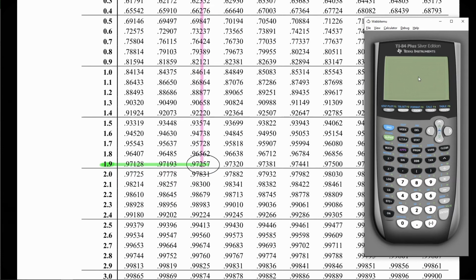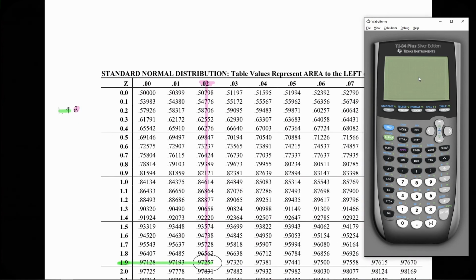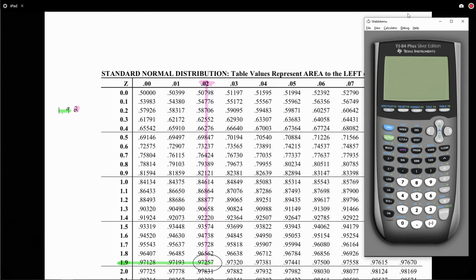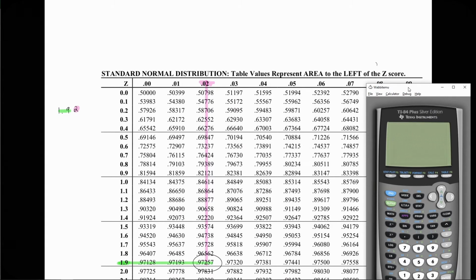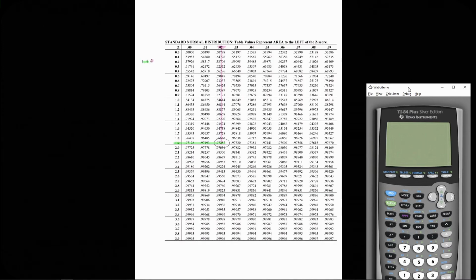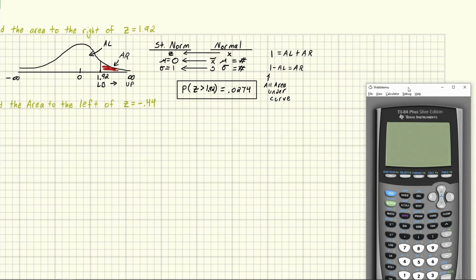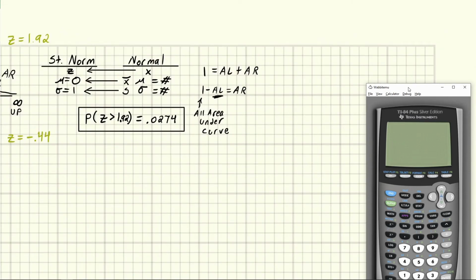0.97257. And it's important to note on this chart too, it even tells us this is, let me move this calculator out of the way. This is area to the left of the z-score. So we are specifically looking at areas to the left. So that 0.97257, area to the left. So if we come in here, we use our formula, we've got our area to the left now.